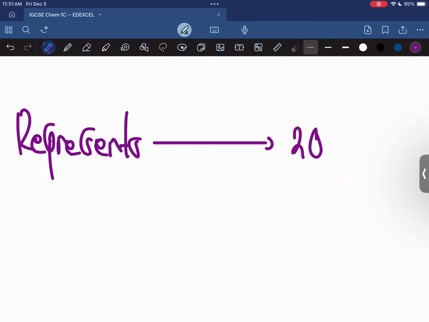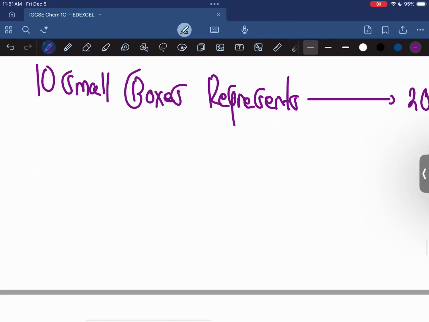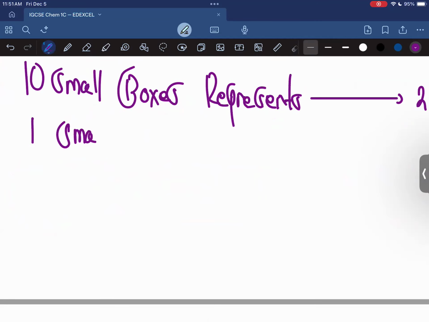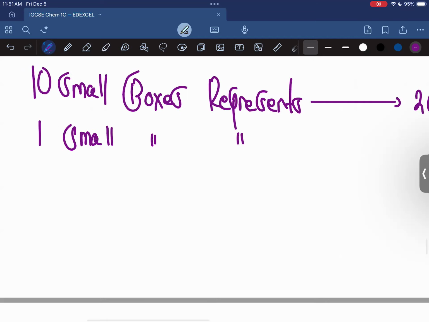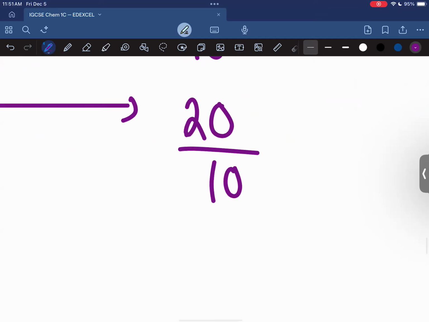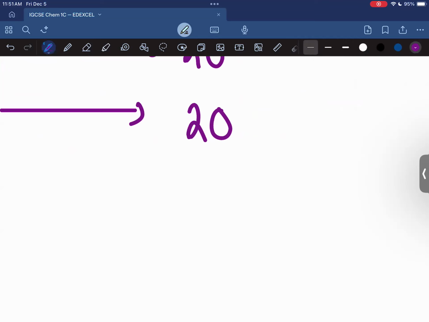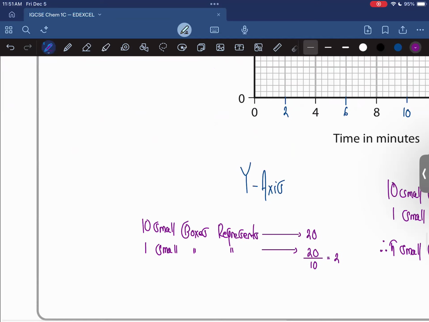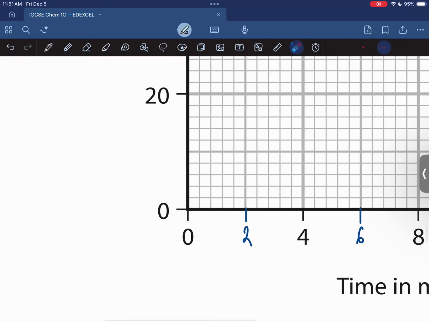A value of 20. So what does one small box represent? 20 divided by 10. Cut this 0 out, so this is going to be 2. One small box represents 2. So this is going to be 2, 4, 6, 8, 10, 12, 14, 16, 18, 20, and so on.